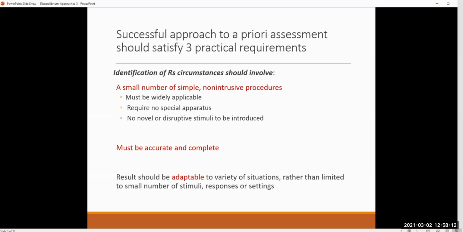So we can also probably agree that there are three practical requirements that an a priori assessment should satisfy. And so identification of the response circumstances should involve a small number of simple, non-intrusive procedures. So if I'm going to look to see how a reinforcer affects responding, I want to be able to do this very simply and hopefully non-intrusively. And my reinforcer assessment should be widely applicable. It should require no special apparatus, so I don't have to bring in all sorts of sensory toys. I don't have to go out and purchase a whole bunch of different kinds of foods that I'm only going to use a little bit of for the reinforcer assessment.